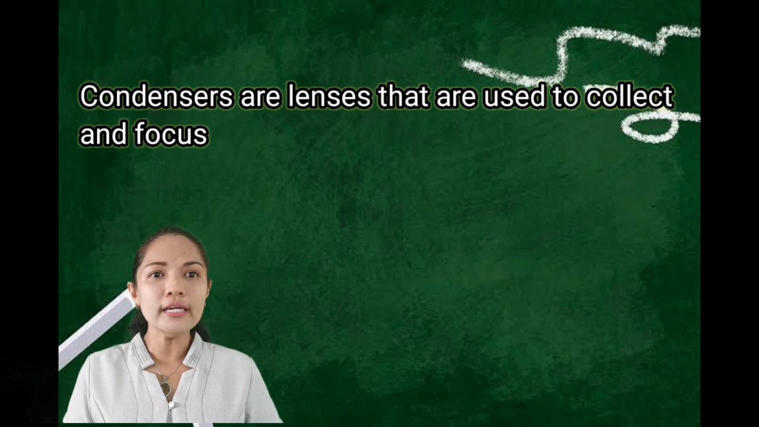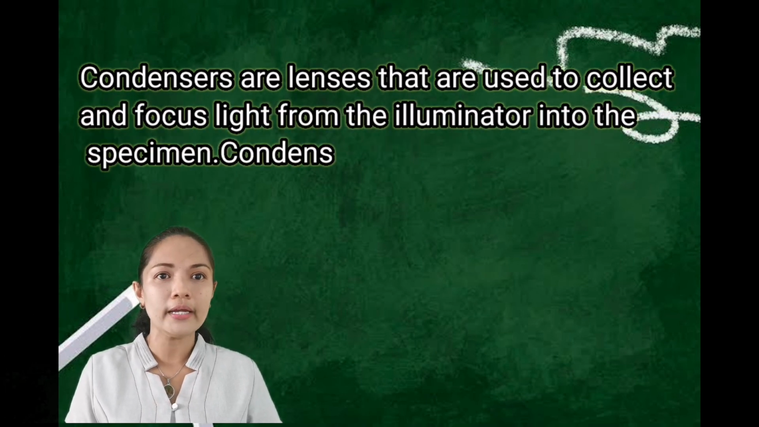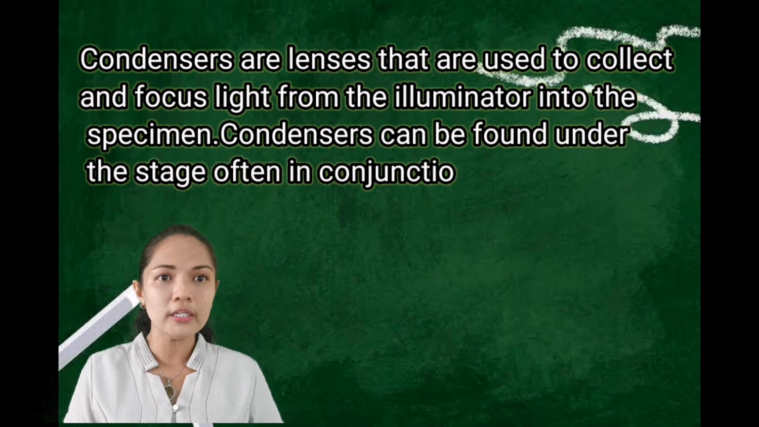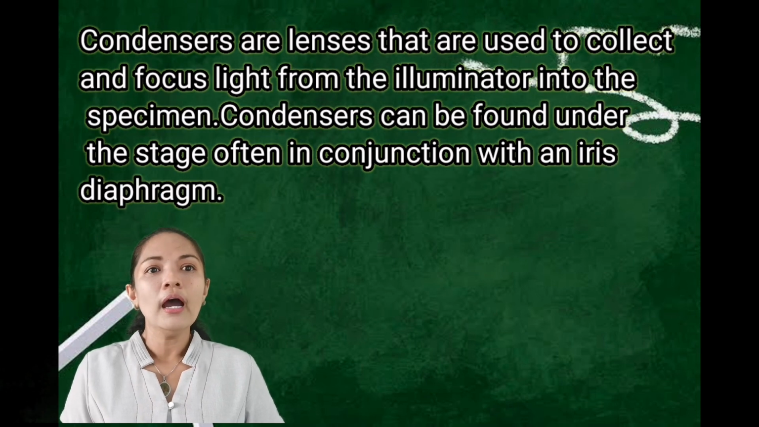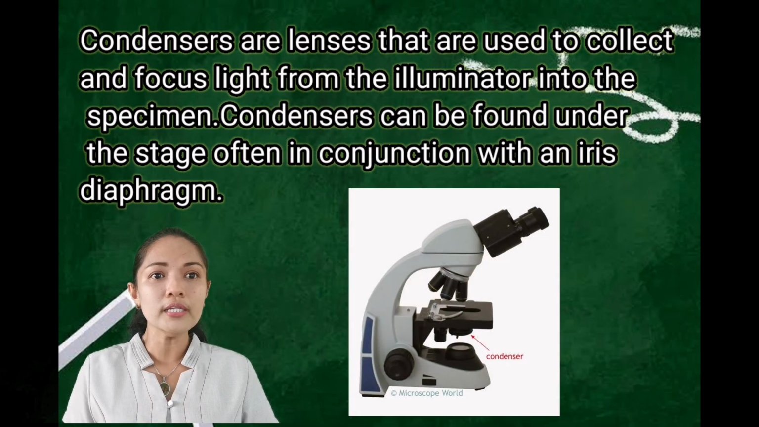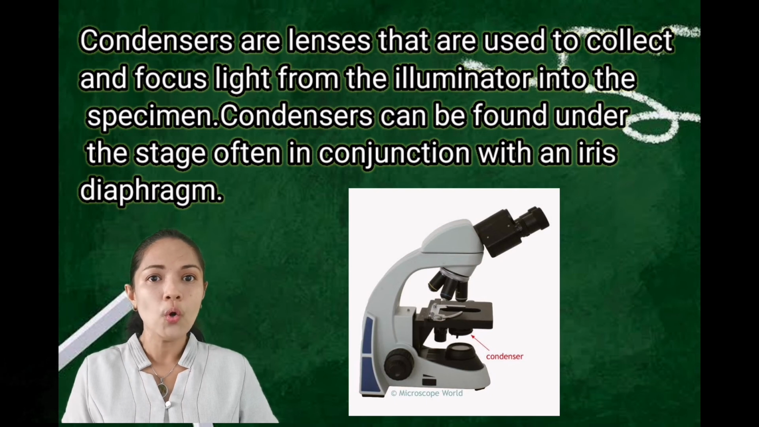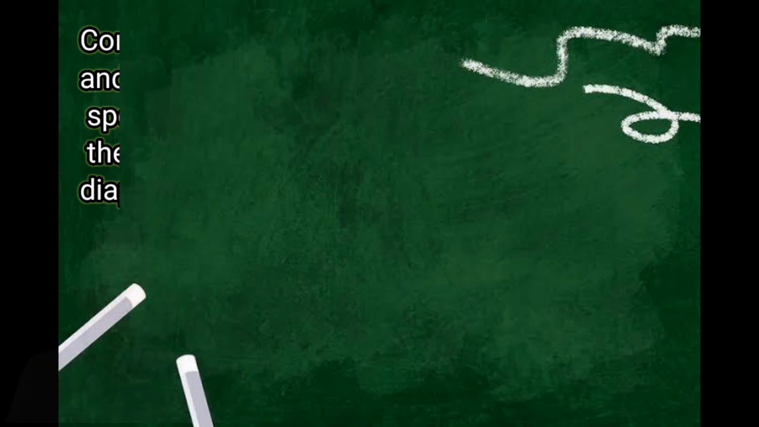Condenser. Condensers are lenses that are used to collect and focus light from the illuminator onto the specimen. A condenser can be found under the stage, often in conjunction with an iris diaphragm.